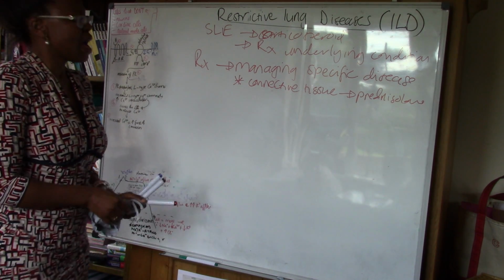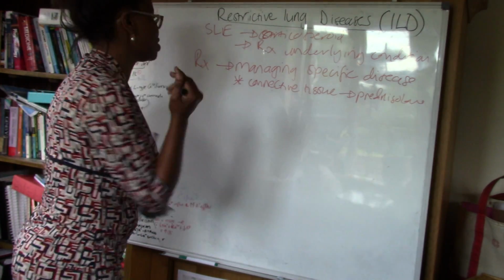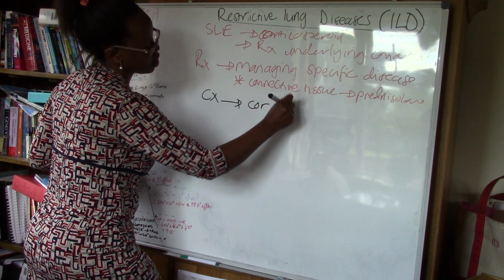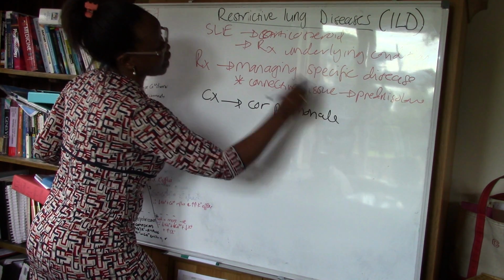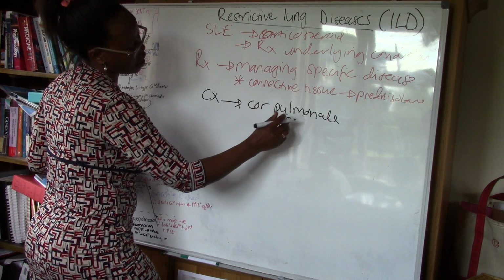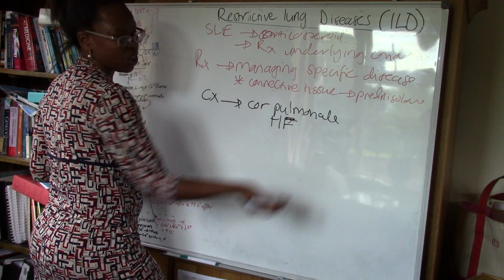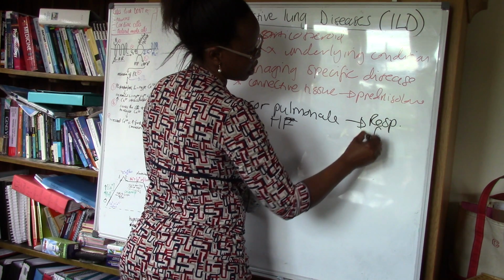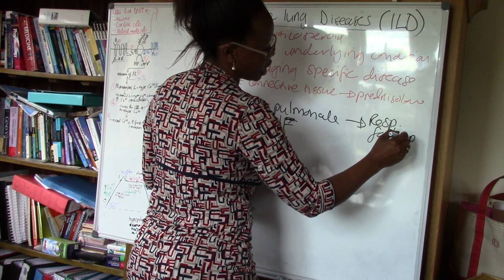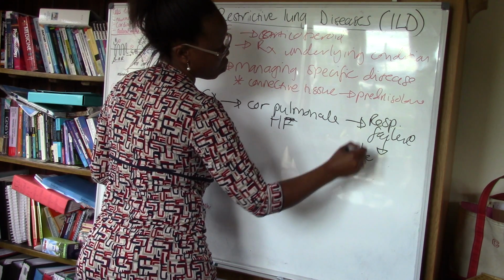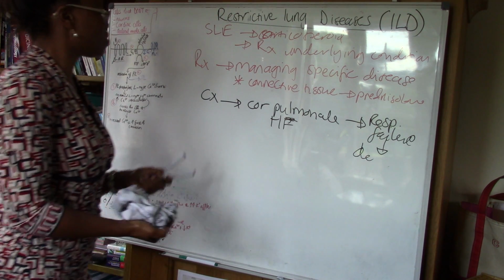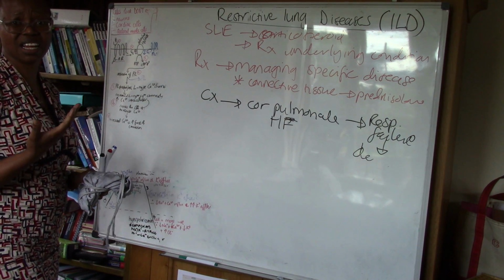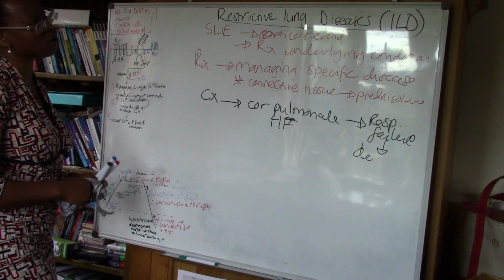And then usually the complication of restrictive lung disease, so the complications are usually cor pulmonale. Again, it's developing a heart condition because of the failure of the respiratory system, which then causes respiratory failure and can indeed lead to death, or that has to be managed as well. So really this is how we would talk about interstitial lung disease, and talk about how to manage them.